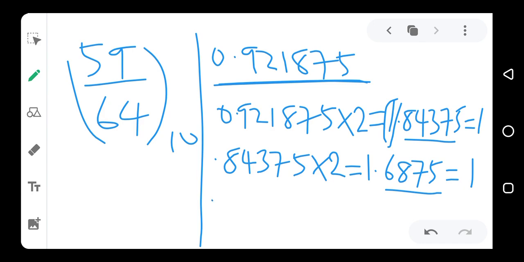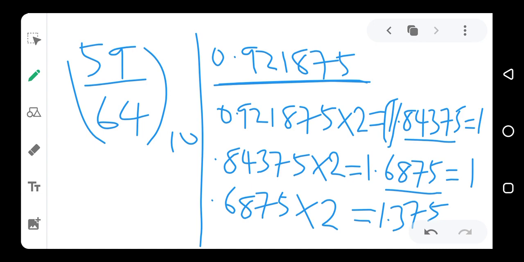So we say again 0.6875 multiplied by 2. This will give us 1.375. Now the whole number again is 1. We write 1 and now we carry 0.375.